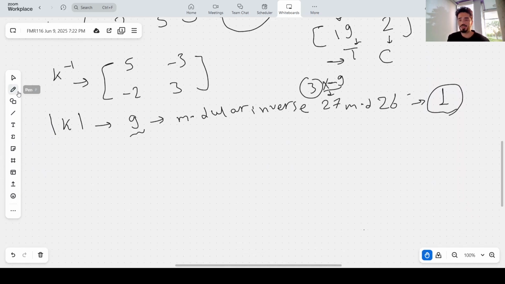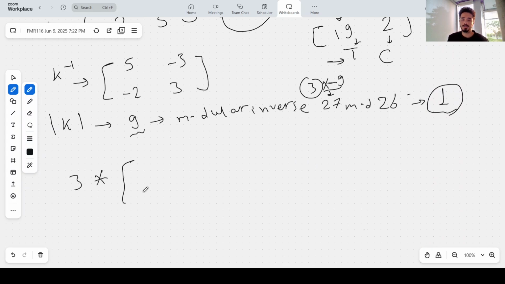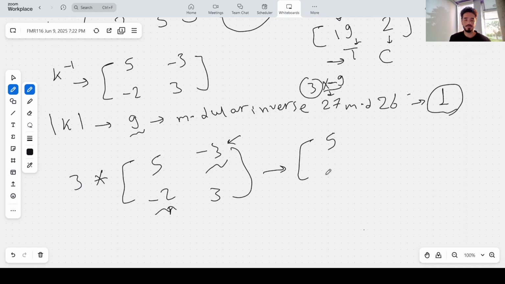Now we have the modular inverse. So the matrix is 3 times 5, negative 2, negative 3, and 3. But we can't have negative numbers here. So we need to check what these negative numbers correspond to in alphabetical order. We will add 26 here and 26 here. So the matrix now is 5, 24, 23, and here is 3. We will multiply it by 3.